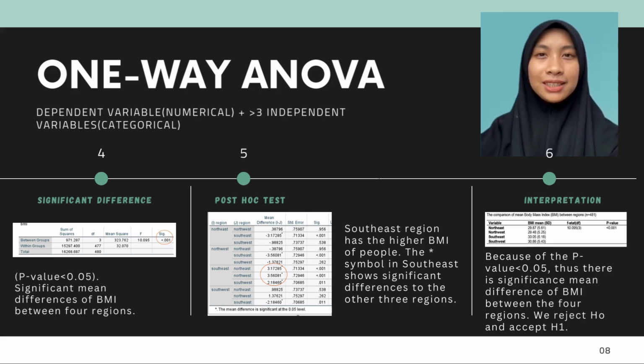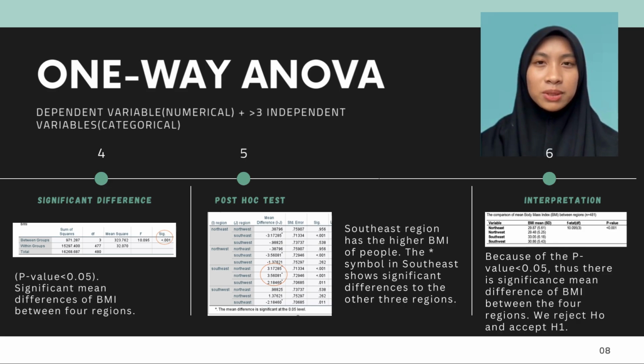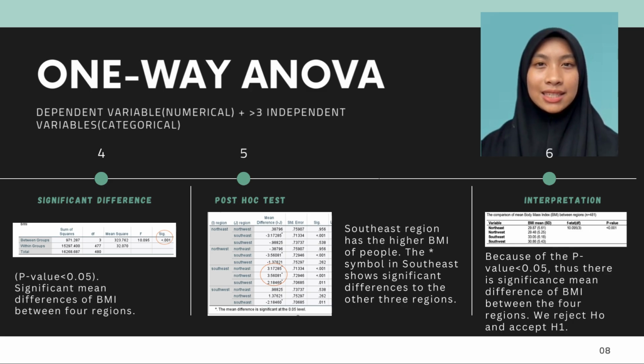After that, we proceed with the next step, which is to find the significant difference. From the output obtained, the table shows the p-value is less than 0.05, which means there is a significant mean difference of BMI between the four regions. But we don't know which region is different. So to identify that, we perform a post-hoc test. From the post-hoc table, we summarize that the Southeast region has the higher BMI. I circled the Southeast part that shows the significant difference to the other three regions.